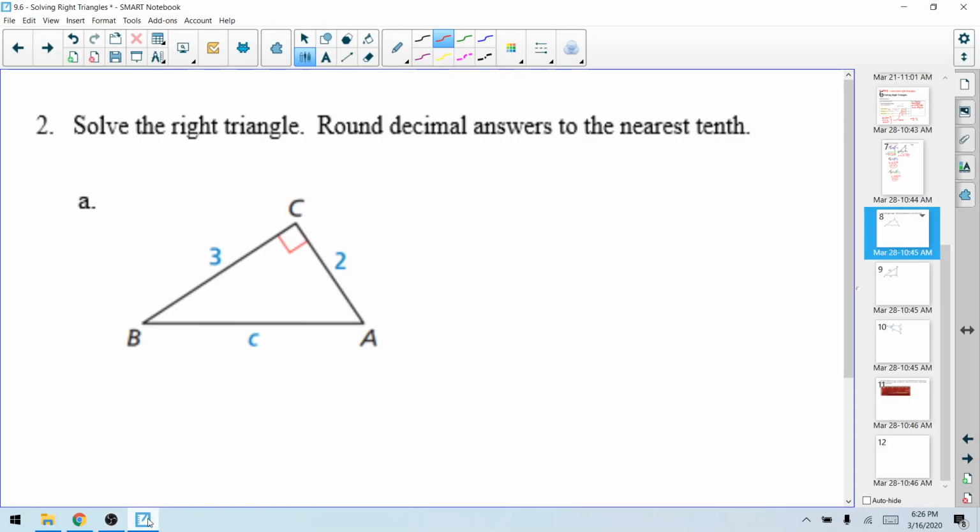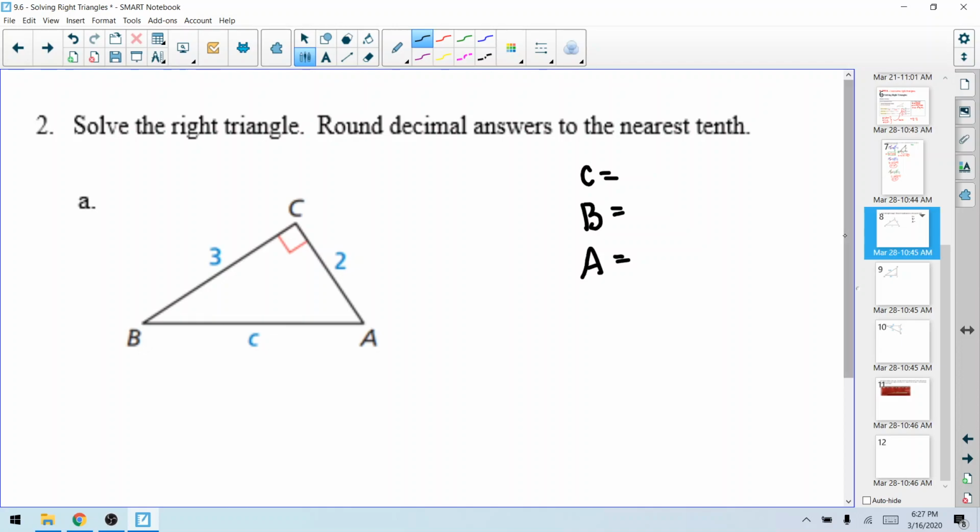Number 2, solving a right triangle. Directions: solve the right triangle, round decimal answers to the nearest tenth. So keep in mind, solve the right triangle means we have to find all the missing sides and all the missing angles. So I'm taking a look, and first of all, I need little c, I need big angle B, and I need big angle A. Those are all the pieces that we're missing, so those are all the pieces that we need to find.